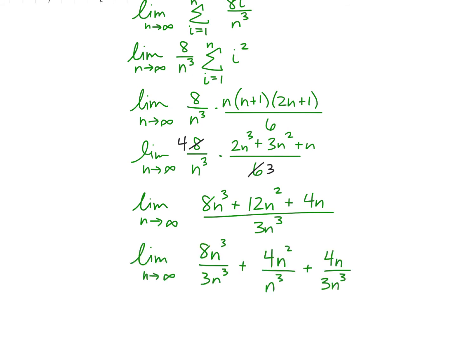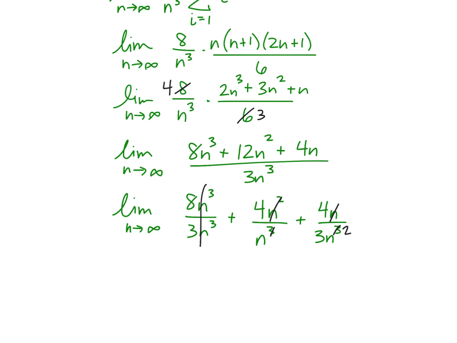Okay, splitting these up and putting them each over 3n cubed. Here, this middle term, 12 over 3, could cancel to 4 over 1. Now we can cancel our n values. n cubed over n cubed goes away. n squared over n cubed becomes 4 over just n. And 4n over 3n cubed becomes 4 over 3n squared.